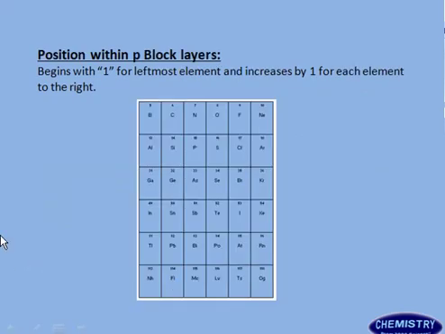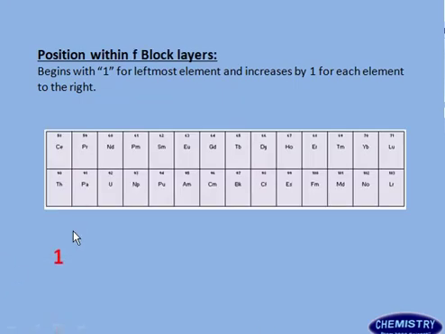All right, so you're back, and you now know that the position within the P block layers ranges from 1 to 6 as we go across. And again, it doesn't matter which layer we're in, it's 1 to 6.